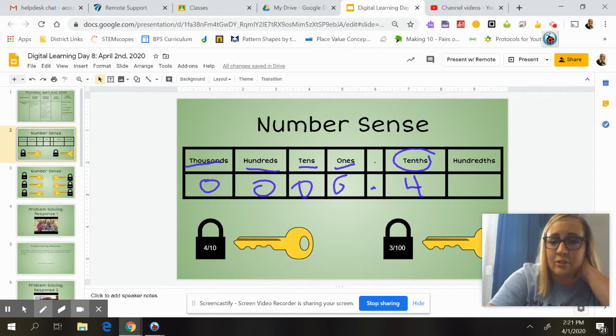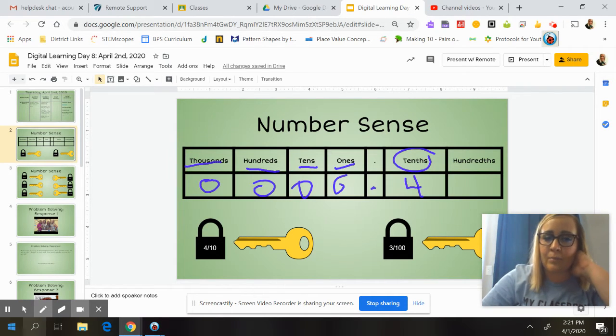I don't have any hundredths on this one. You can put a 0 here in the hundredths part, but if we were actually writing that as a number, you would not see a 0 there. It would just be blank. So I'm going to leave it blank for now.